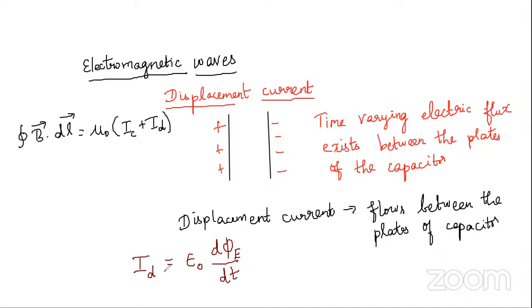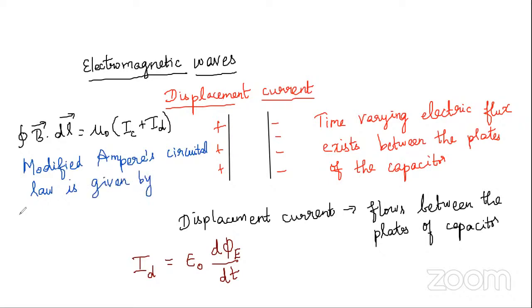So this formula for displacement current is included in this equation, and now the modified Ampere's circuital law is given by integral B dot dl equal to mu naught into IC plus epsilon naught into d phi e by dt. So this is the modified form of the equation.